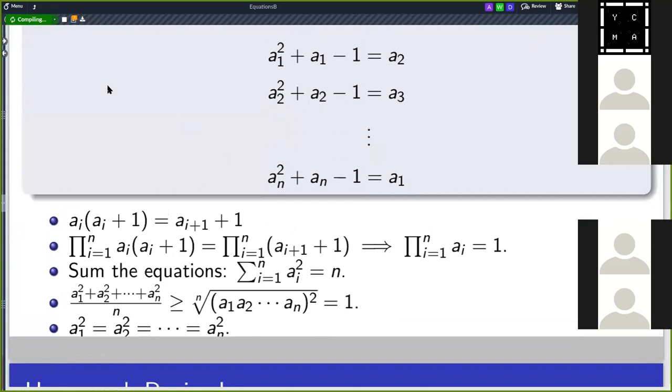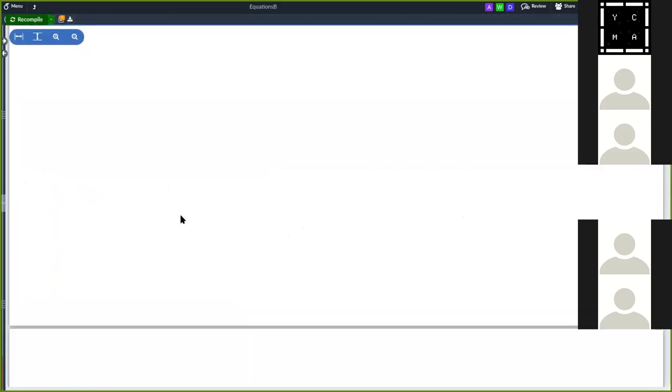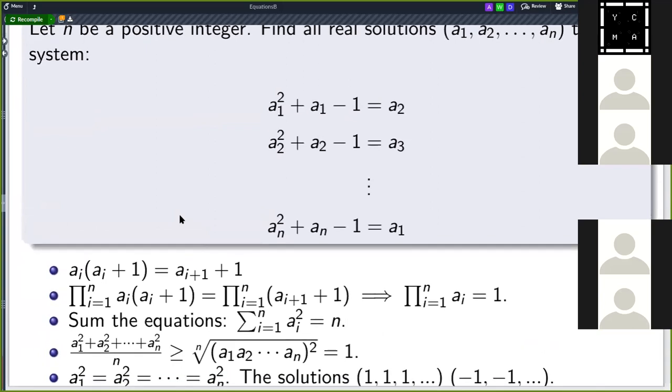So we have the solutions 1, 1, 1, and -1, -1, -1. And so those are our only solutions, and we proved it with AM-GM. So does anyone have any questions? If a1, a2, a3 all the way to an is -1, it also works. Yeah.